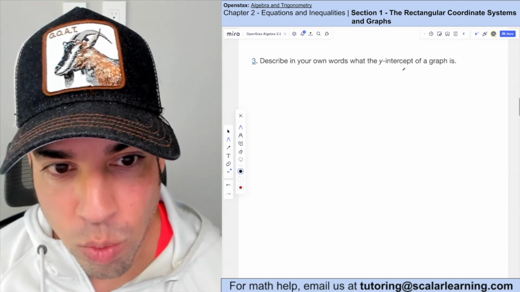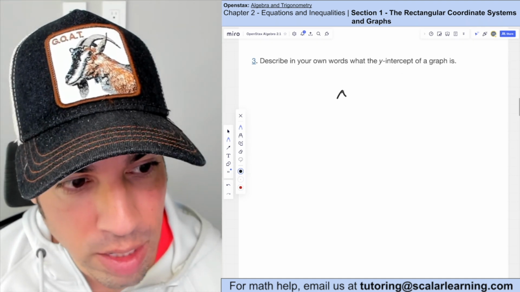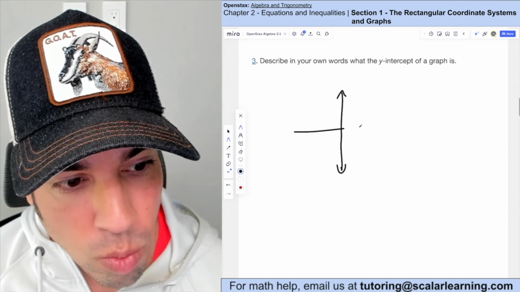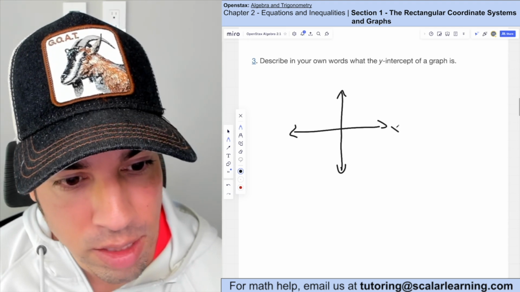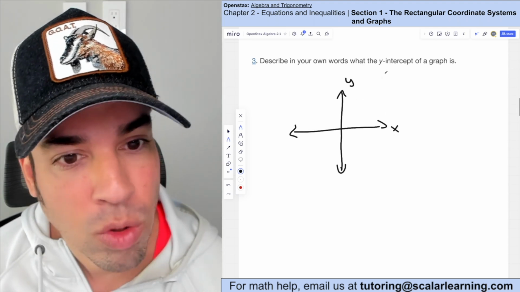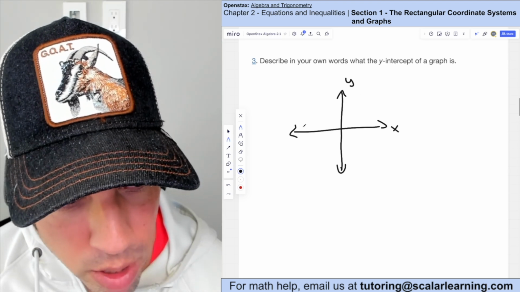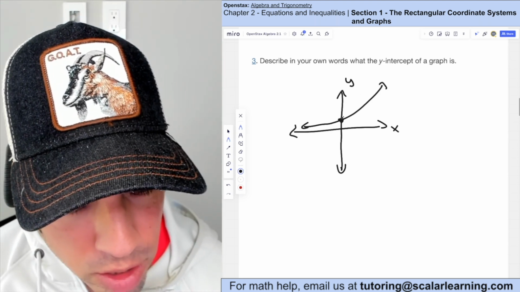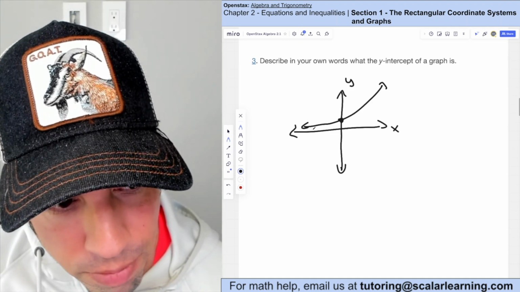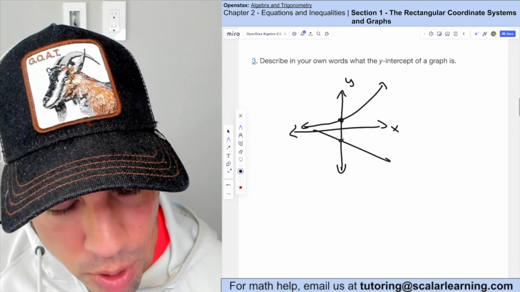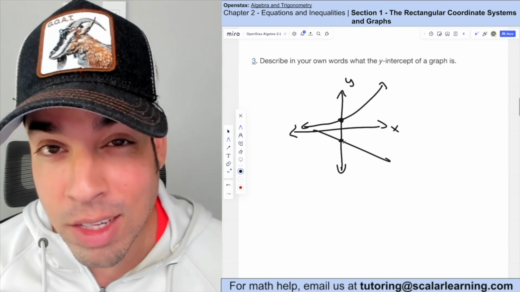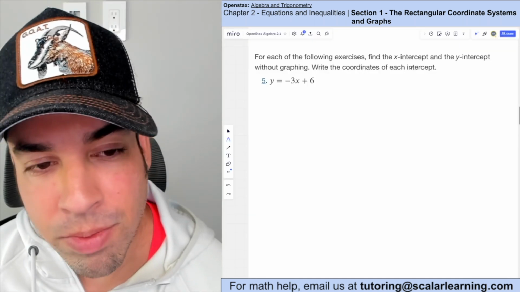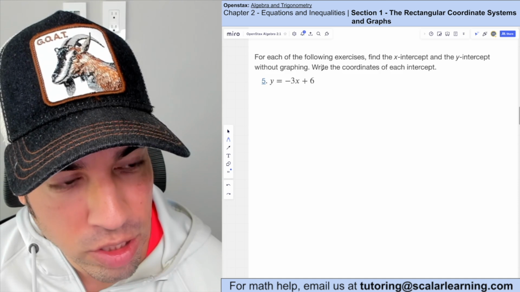Describe in your own words what the y-intercept of a graph is. So again, if we look at our x, y axes, right here is the x-axis, here is the y-axis. The y-intercept of a graph is where this function hits the y-axis, so it'd be right here. Or if it was just a straight linear function, boom, it would be, again, right where it hits the y-axis. So that's your y-intercept.